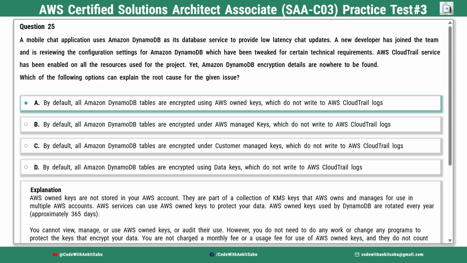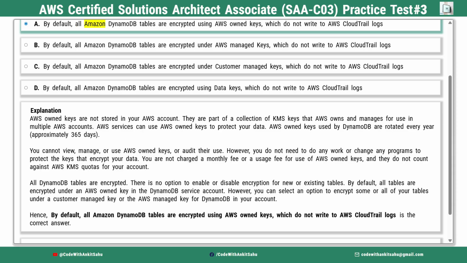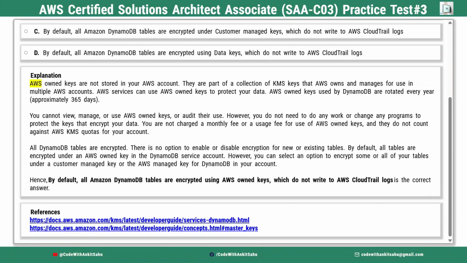Correct answer. Option A. By default, all Amazon DynamoDB tables are encrypted using AWS-owned keys, which do not write to AWS CloudTrail logs. Explanation: AWS-owned keys are not stored in your AWS account. They are part of a collection of KMS keys that AWS owns and manages for use in multiple AWS accounts. AWS services can use AWS-owned keys to protect your data. AWS-owned keys used by DynamoDB are rotated every year, approximately 365 days. You cannot view, manage, or use AWS-owned keys, or audit their use.